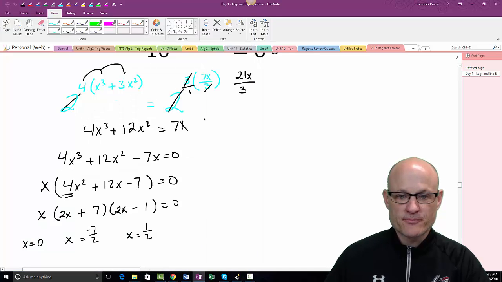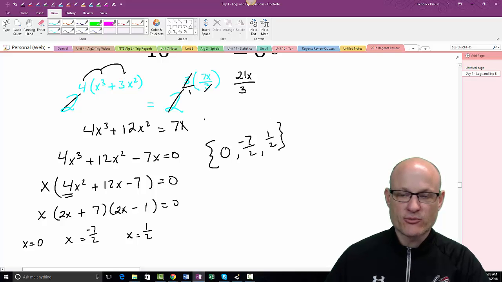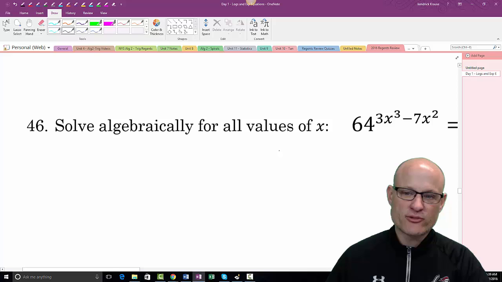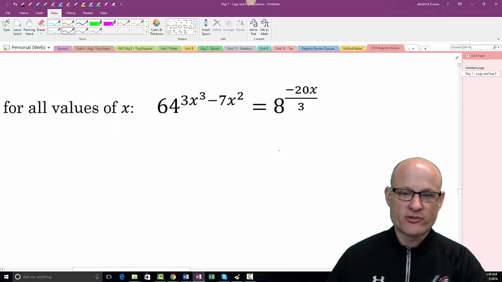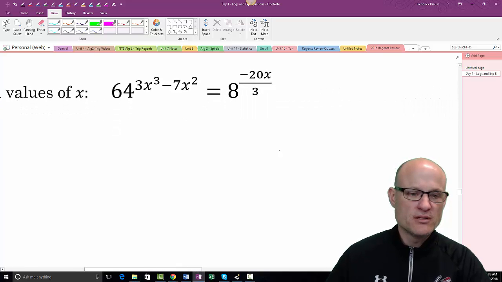So there's my answers: 0, -7/2, and 1/2. 3 answers work. That was a 6-point question. Solve algebraically. So is this. It's another 6-point question.